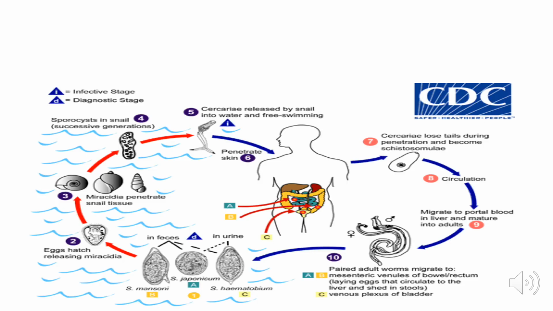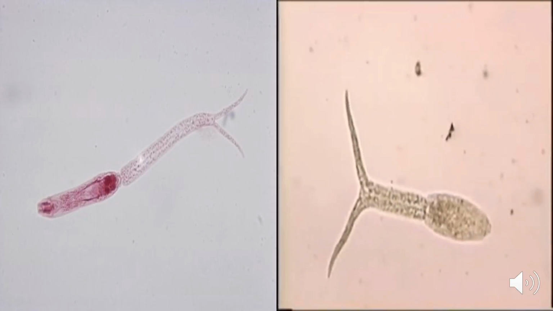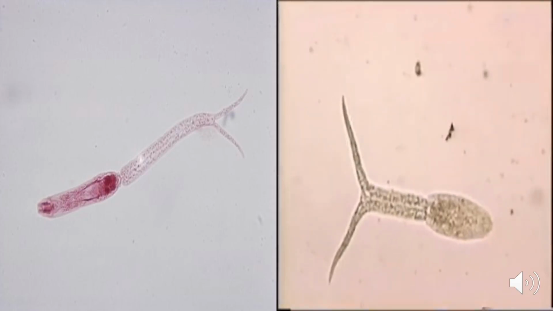This is the life cycle of the Schistosoma species. Please take a look at the cercarial stage. Can you please identify it or classify it based on its morphology? Yes, you're correct. It's Furcocercous. Please do not forget from now on that the cercarial stage of Schistosoma species is the Furcocercous type of cercaria. These are sample pictures of the Furcocercous cercaria.